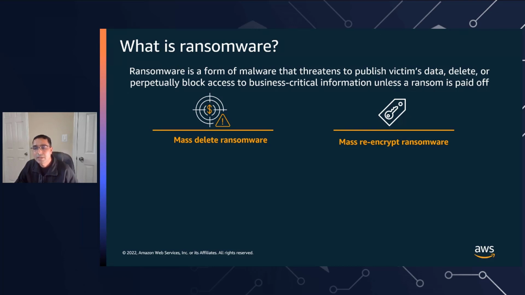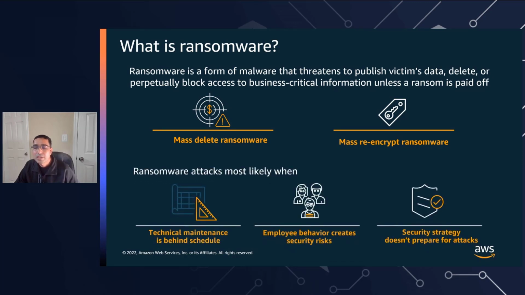One is the mass delete type, the other is the masked re-encrypt ransomware. In the case of the mass delete type, it revolves around hackers locking end users out of their devices, versus the re-encrypt type, where data gets encrypted and it involves sophisticated techniques to recover the data. And also sometimes you have to pay the ransom using cryptocurrencies and such.